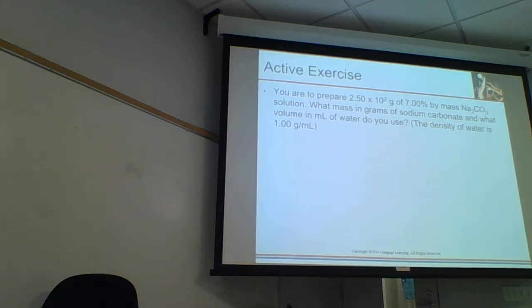You are to prepare 2.50 times 10 squared grams of 7.00% by mass sodium carbonate solution. What mass in grams of sodium carbonate and what volume in milliliters of water do you use? Density of water is 1.00 grams per milliliter.